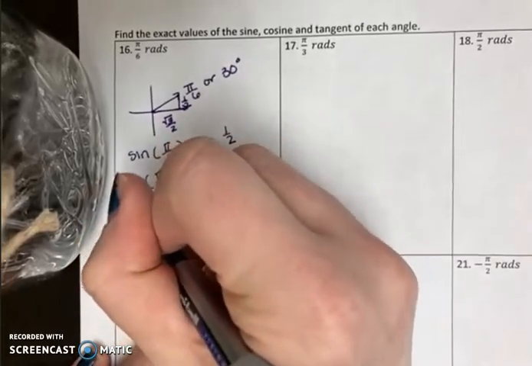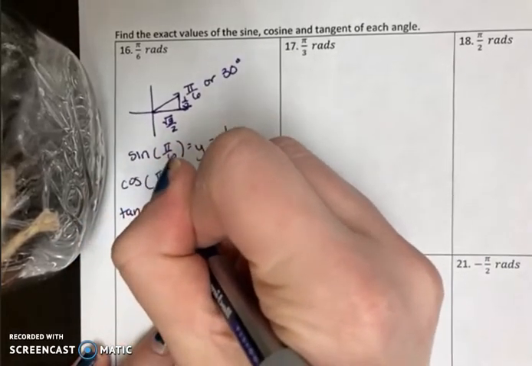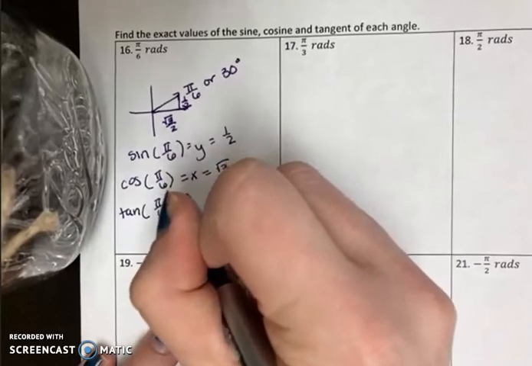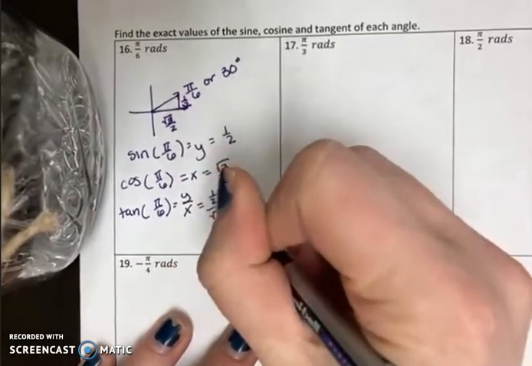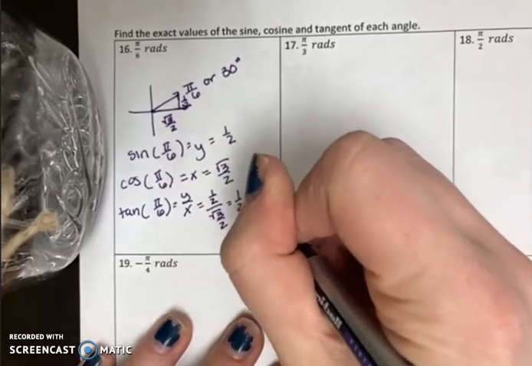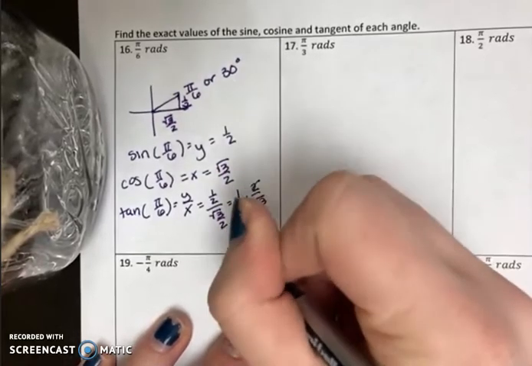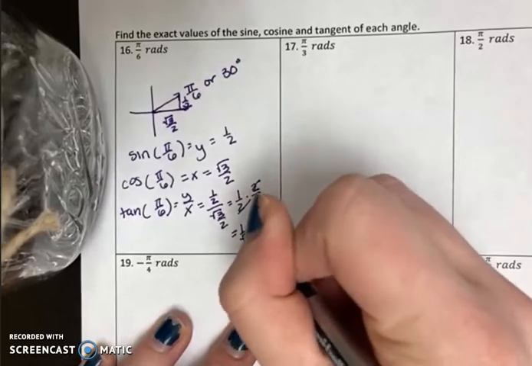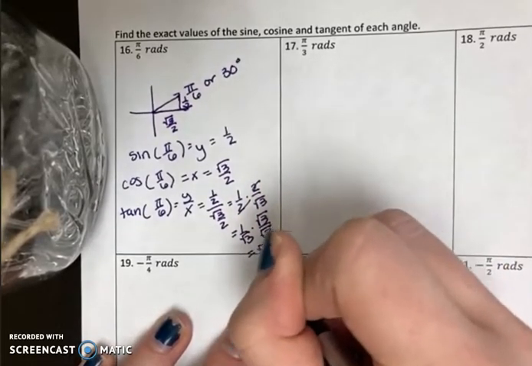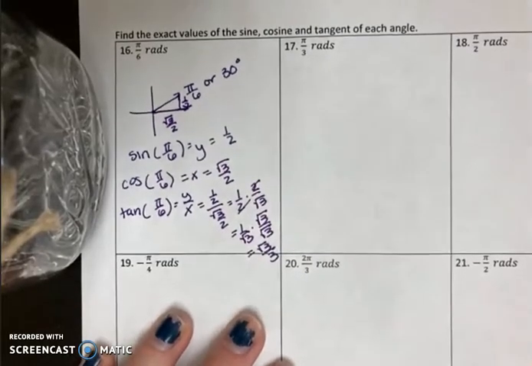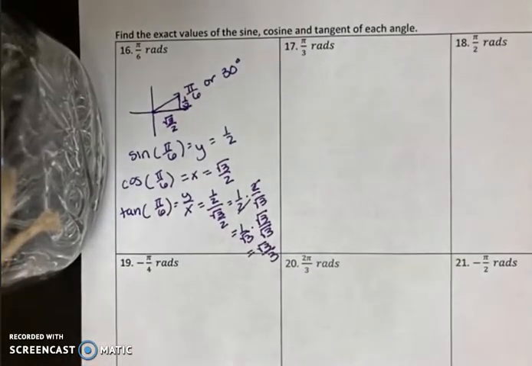If I want tangent of pi over 6, that's y over x, so 1/2 over root 3 over 2. Keep, change, flip. 1 over root 3 is a big no-no. We got to rationalize, and I get root 3 over 3. And number 17 is also in quadrant 1, so I'm not going to do that one.